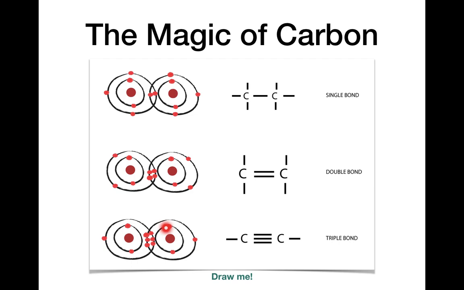So these are a kind of simplified Rutherford diagram. We have the nucleus, and we have 2 electrons being shared here for a single bond. We have 4 electrons being shared for a double bond, and 6 being shared for a triple bond. So single bond, double bond, and triple bond. I didn't put any rings here because a ring is just a circle of single bonds and double bonds.